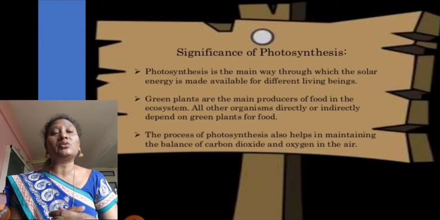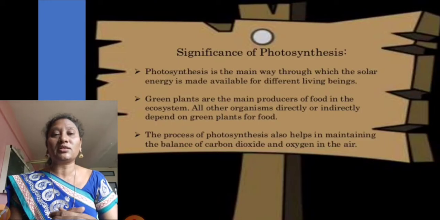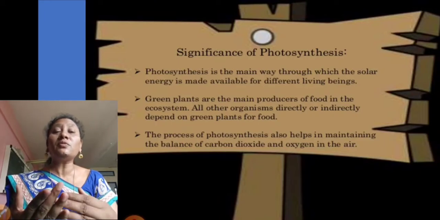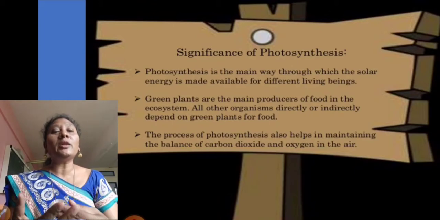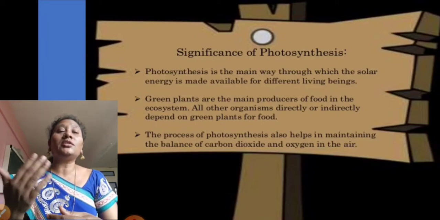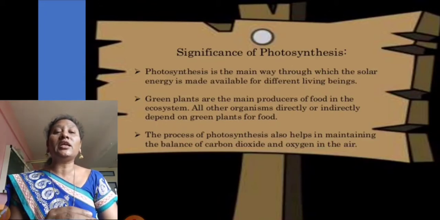So what is the importance, the significance, of this photosynthesis? Photosynthesis is the main way through which solar energy is made available to different living beings. We cannot make use of the solar energy itself, but photosynthesis is the main process which makes us able to use solar energy in the form of food sources. Green plants are the main producers of food in the ecosystem, in the environment. All other organisms directly or indirectly depend on the green plants for their food.